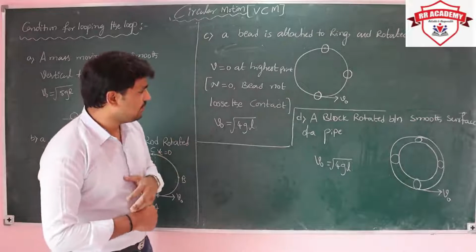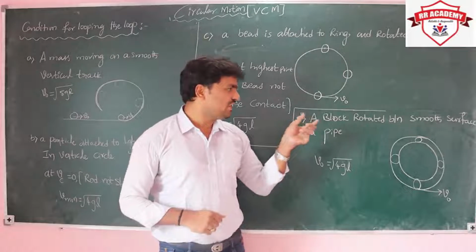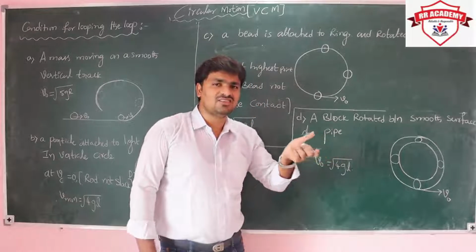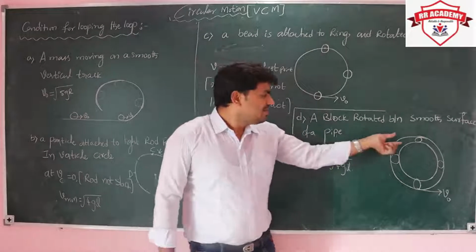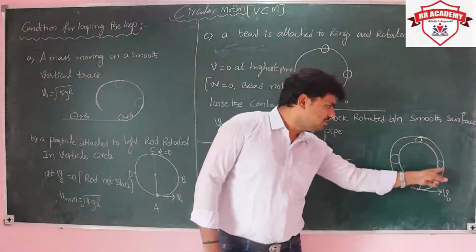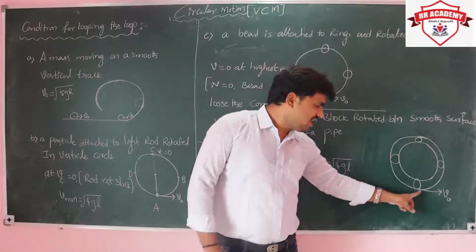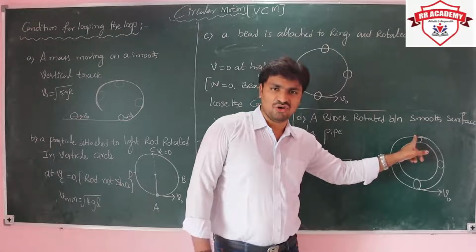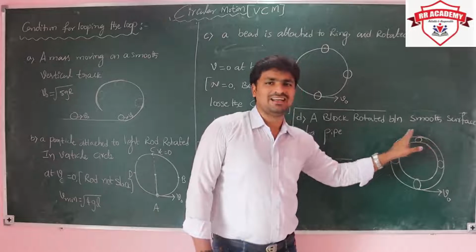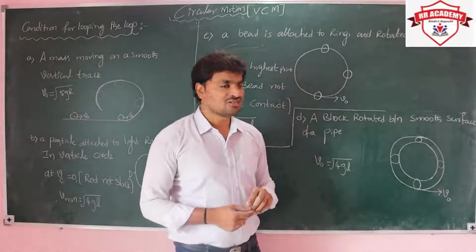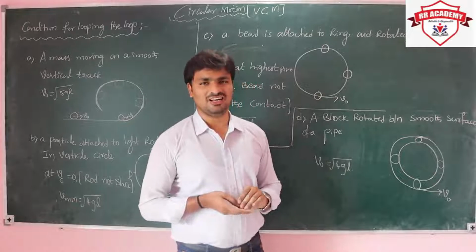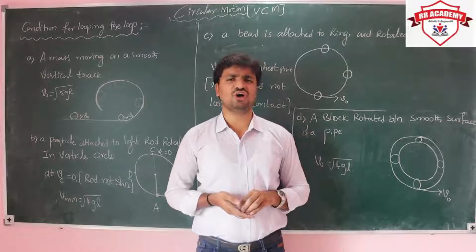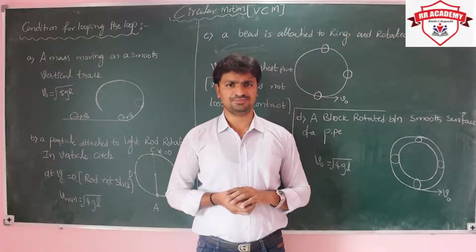And one more example: a block is rotated between two smooth surfaces of a pipe. We are considering two surfaces of a pipe, meaning this is the pipe, and inside the pipe the block is moving on the smooth surface. The velocity at the lowest point is v0, and the velocity at the highest point is 0. Even though the velocity is 0, the particle is completing the circle, because it never loses contact. These are the examples of conditions for looping of a loop.